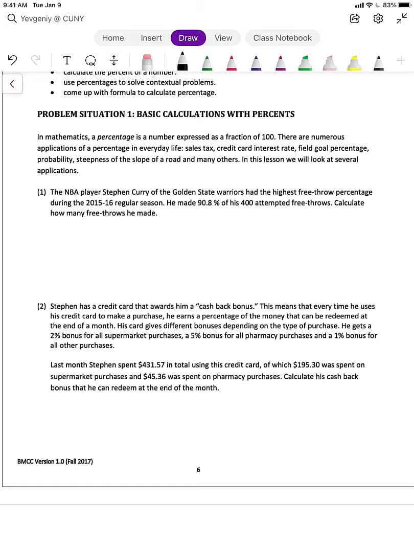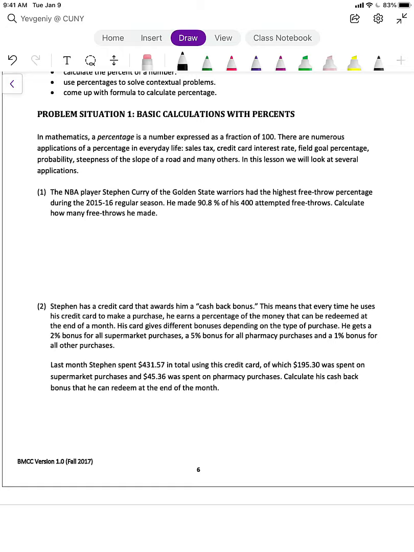So let's look at the first example. The NBA player Stephen Curry of the Golden State Warriors, as you can see, this is somewhat outdated information, had the highest free throw percentage during the 2015-2016 regular season. He made 90.8% of his 400 attempted free throws, and we want to calculate how many free throws he made. All right, so let me give you a moment and calculate. Do you remember how this is done?